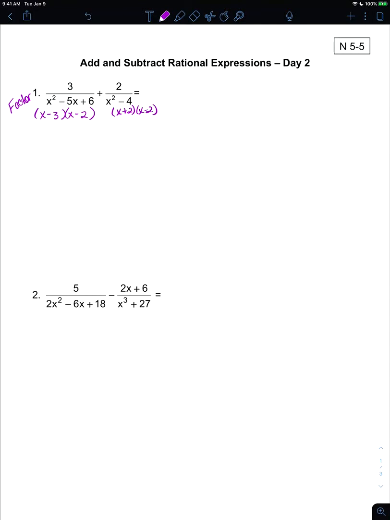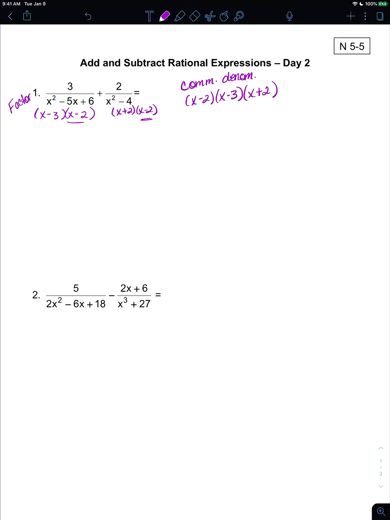So remember, we have to have everything, so they both have this x minus 2, so our common denominator only has to have that one listed once since it's in both of them, but we need that x minus 3 and the x plus 2. So all of this, x minus 2, x minus 3, x plus 2, is our common denominator.